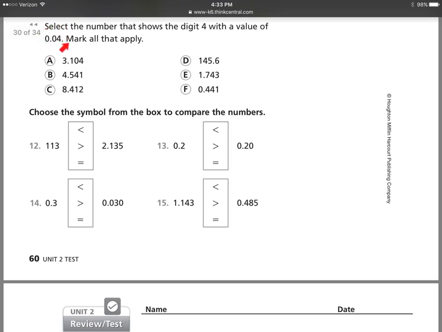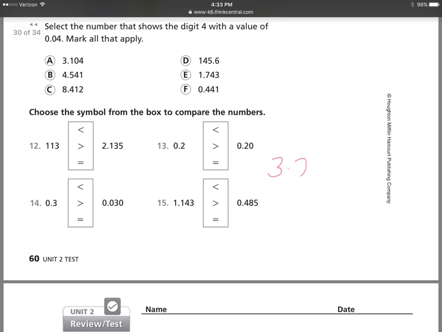In other words, there's only one place the number 4 could be to represent 4/100. Go through each of these numbers, find where the 4 is in each digit. If the 4 is in the hundreds place, you should be bubbling. Number 12 and 13 are asking you to compare. Remember the rules for comparing the things that I ask you to do.